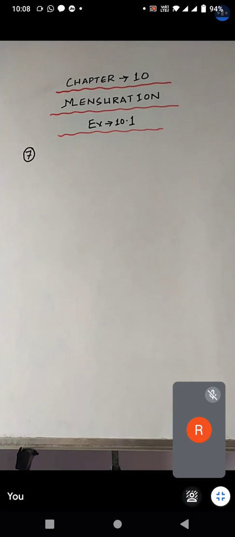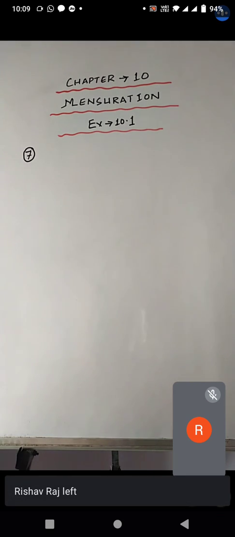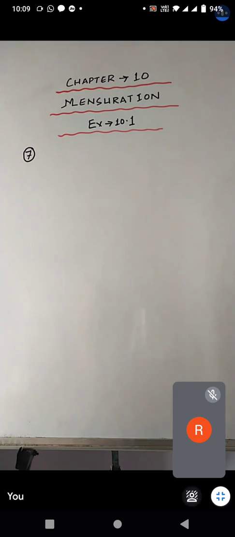So hello students, today we'll do question number 7, 8 and 9 of exercise 10.1, chapter 10 mensuration. Let's see what we have in question number 7. You have to find the perimeter of a triangle whose sides are given: 10 centimeter, 14 centimeter and 15 centimeter.